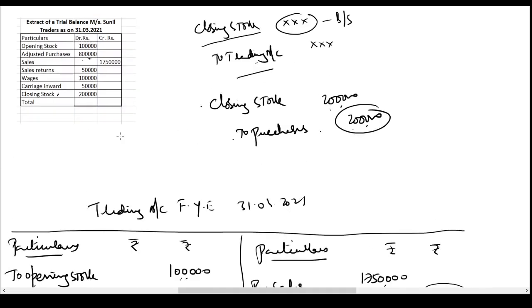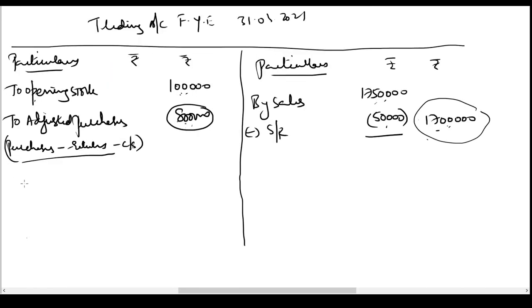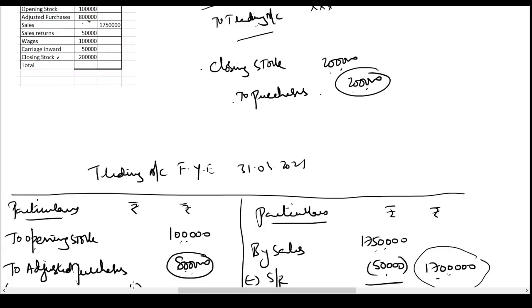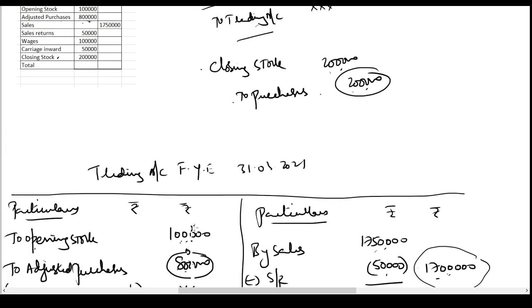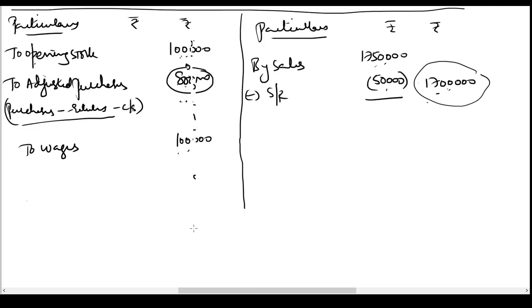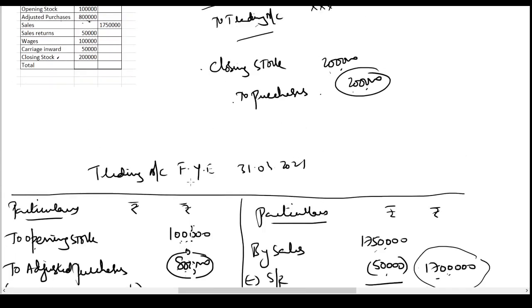Sales and sales returns we have completed. Wages, again wages has to be debited to the trading account. How much is the wages amount? Wages amount is 1 lakh. So wages amount should be debited to the trading account, 1 lakh. Next, carriage inward 50,000. This is also a cost incurred during the year. To carriage inward 50,000. This also has to be debited to the trading account.